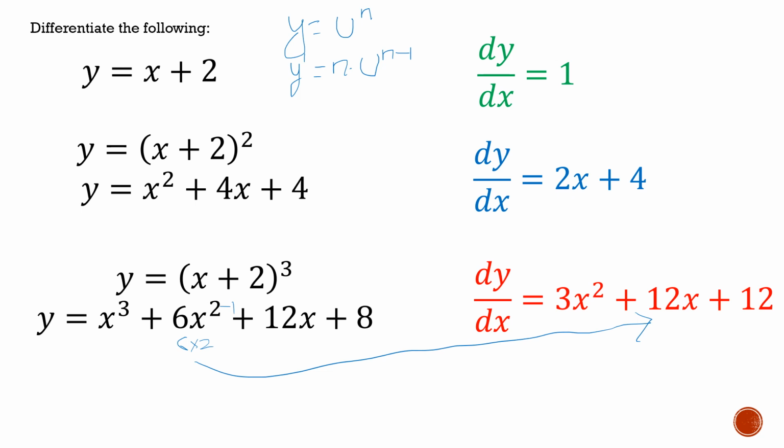12x, and then here 12 times x, the power was 1, so I reduced it. So x to the power 1 minus 1 is x to the power 0, and any number raised to the power 0 is 1. So I have got 12 over here. This is how we got this differentiation. I hope this also helps you revise the formula we have done before: y is equal to x to the power n gives n times x to the power n minus 1. Let's move to the next slide.